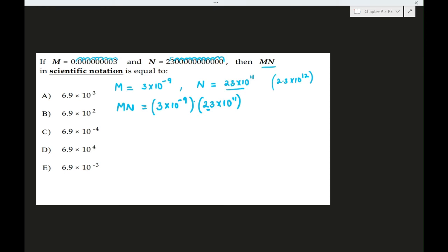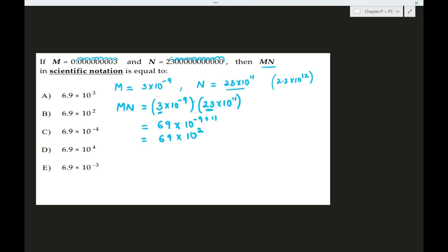So here, what we can do is this one. If you look at this, 3 times 23 will give us what? 69 times, then the power here, this will be minus 9 plus 11. So this is 69 times 10 raised to power. And now what are we going to get here? This will give us 2, right?